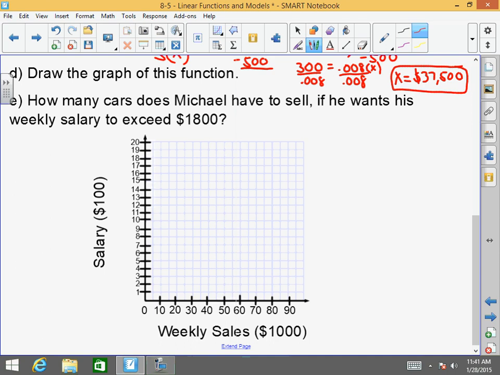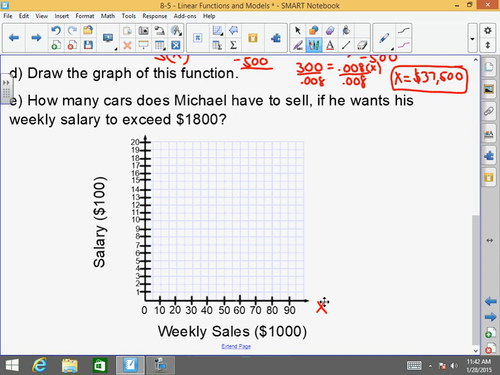First of all, when we're talking about real life scenarios, we can't have negatives. So that's why I just use the first quadrant, where the x and the y's must be positive. In this particular case, we know that the independent variable, the x, is the weekly sales. And I put here in thousands of dollars. So where you see a 10 here, that's really 10,000.